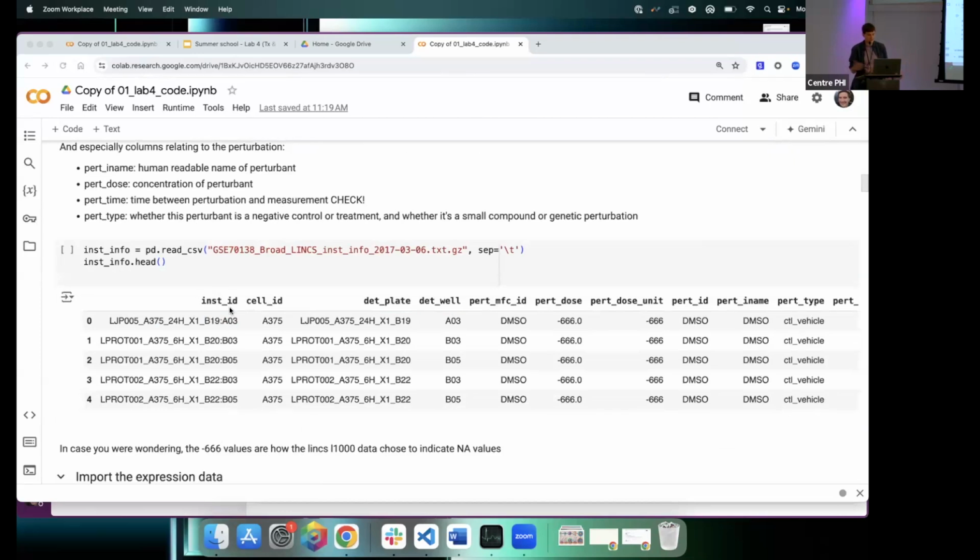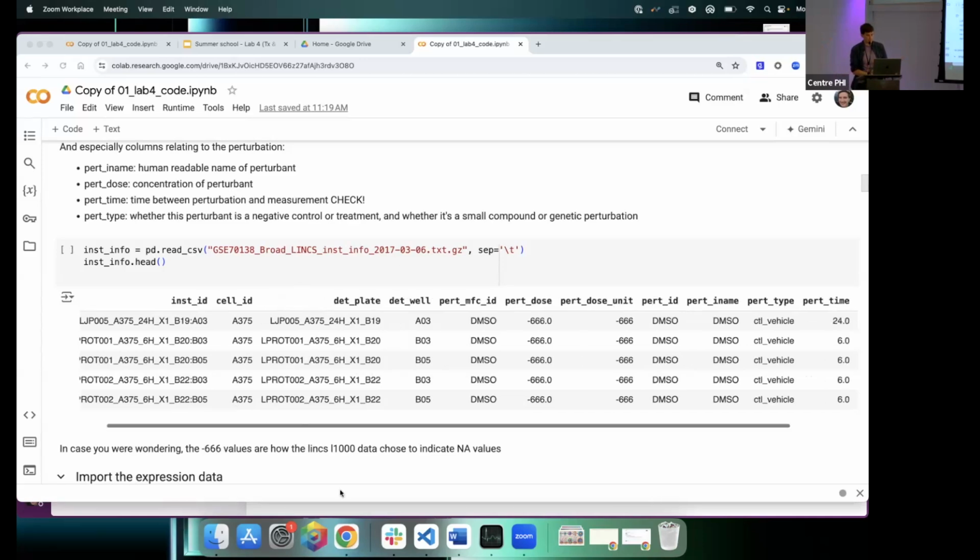Important column 1 is the inst ID. This is the ID for this sample. It's going to be very necessary for simple stuff like joining the metadata with the other data. The cell ID is a cell line. The det plate is which of these 384 well plates it is on. So everything that has a shared value under det plate was on the same plate. In terms of batch effect correction, this is going to be important. Like, we'll use this column to identify which controls were associated with that data.